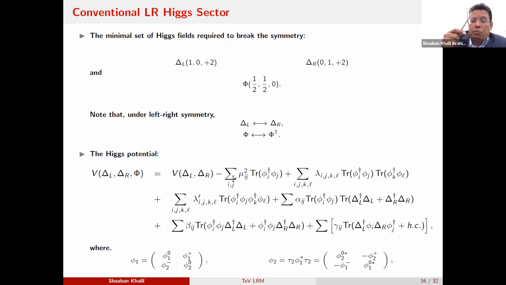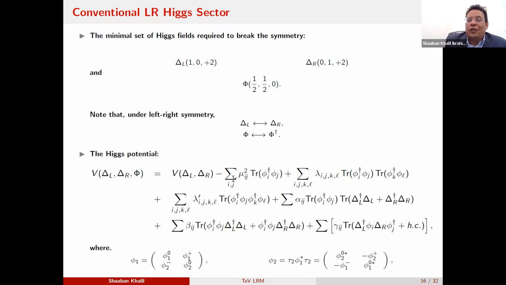They include it because they wanted to break this SU2 right cross U1 B minus L, so they need delta right. Delta right is charged under SU2 right and has a charge of B minus L. So once you have a vacuum expectation value for delta right, you will break the symmetry. But they also need delta left because they want to construct neutrino masses, as I will show you now. But anyway, what about this phi?